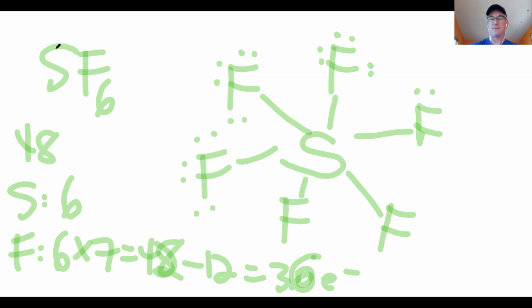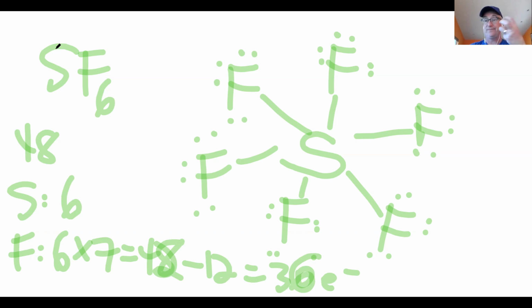So 1, 2, 3, 4, 5, 6. We have 6 fluorines, and they each get 6 electrons. That means we're done. That's all of them. So I have distributed all the electrons, and this is my Lewis structure.